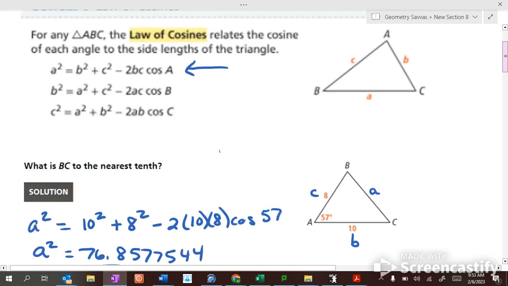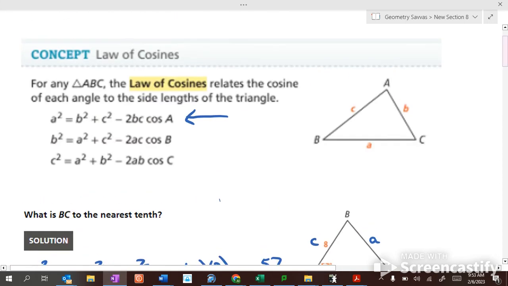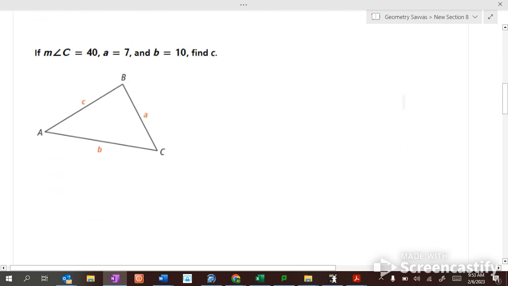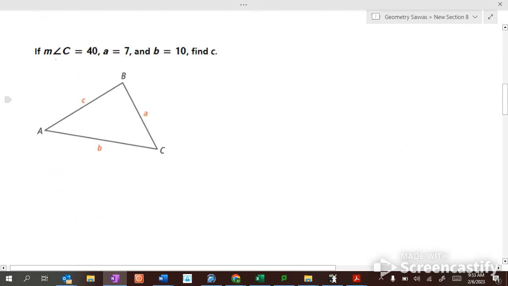So last time we were together, we talked about the law of cosines, where the angle we're looking for is opposite of the side. The side is opposite the angle we're looking for on each side of the equation, okay? And then the other two sides are what you put here and here, okay? So, since C is involved, C is 40 degrees, A is 7, B is 10.